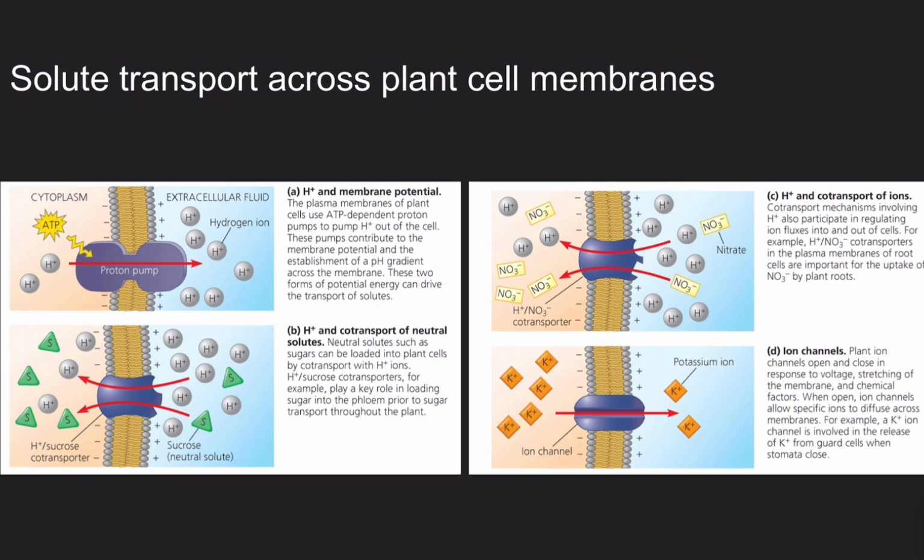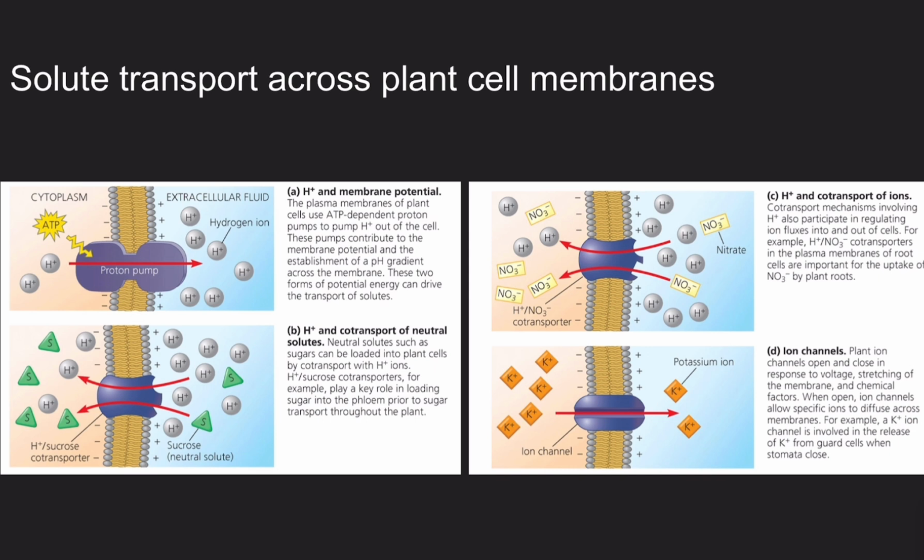Figure C, H+ and other ions are co-transported. Co-transport mechanisms involving H+ also participate in regulating ion fluxes into and out of cells. For example, H+/nitrate co-transporters in the plasma membranes of root cells are important for the uptake of nitrate by plant roots. So here, H+ and nitrate are co-transported at the same time.